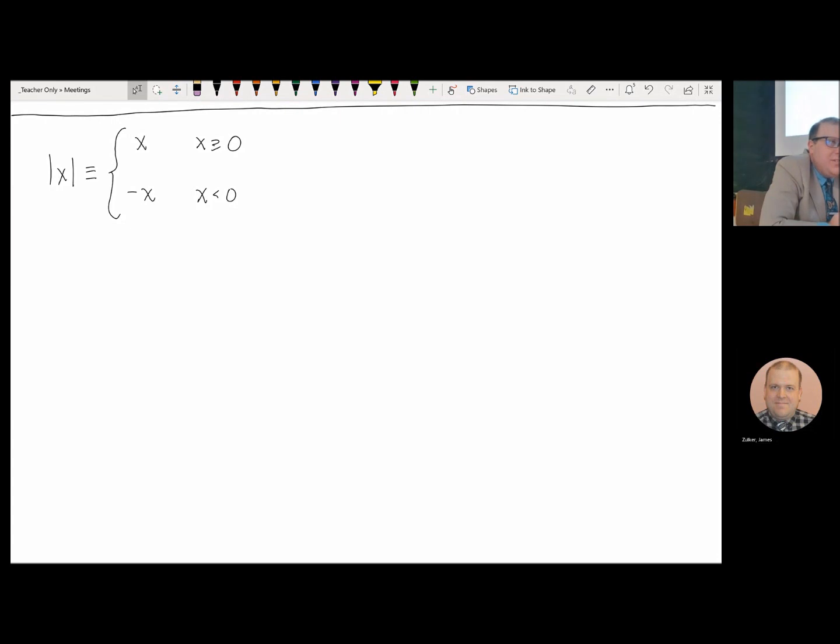Other important features. Absolute value of x equals a if and only if, right? So this is meaning that if we know the absolute value of x is equal to a, it means x equals -a, or x equals +a.